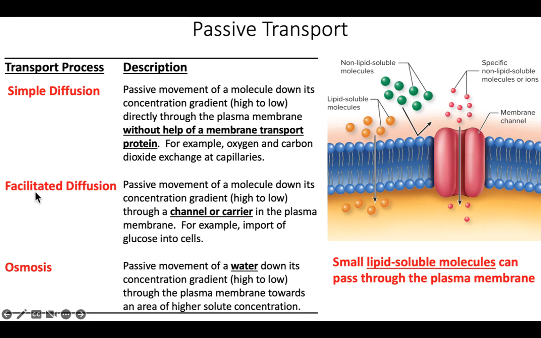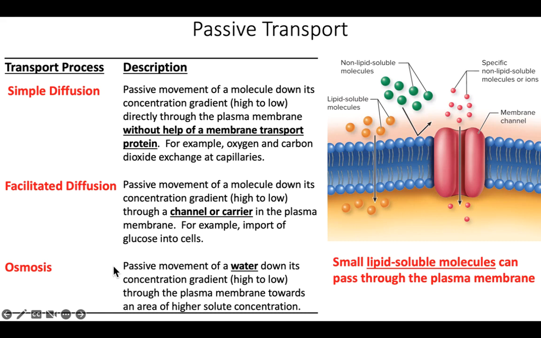Facilitated diffusion, keep one thing in mind, that the only difference is it requires some sort of membrane protein, either a channel or a carrier. All right, so that would be shown here. So there's the molecule, high concentration, going through the channel where it's in low concentration. Okay, so this is simple diffusion. This is facilitated diffusion. All right.